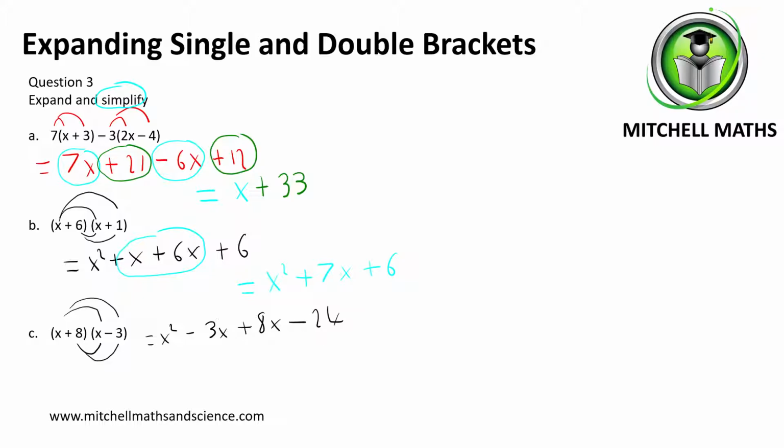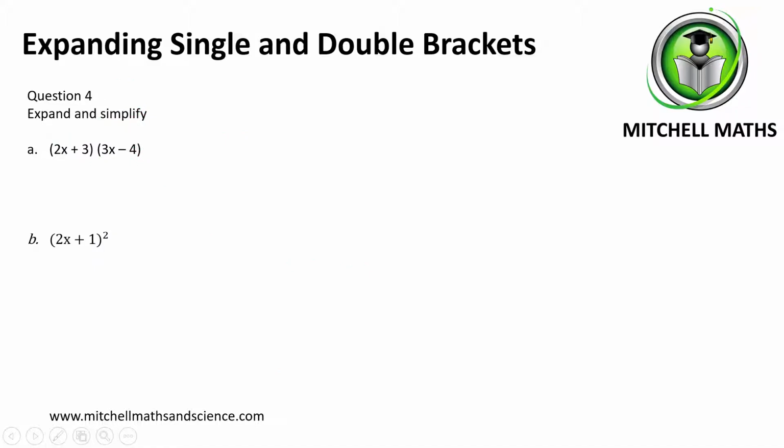That's the expansion. I now need to simplify. So I've got these middle two terms, minus 3x plus 8x. Well, minus 3 and 8 together make 5. So my answer is going to be x squared plus 5x minus 24. And now we'll just do a final two.